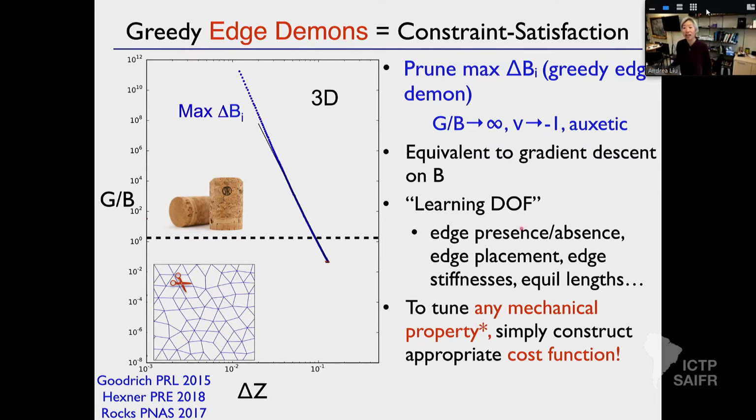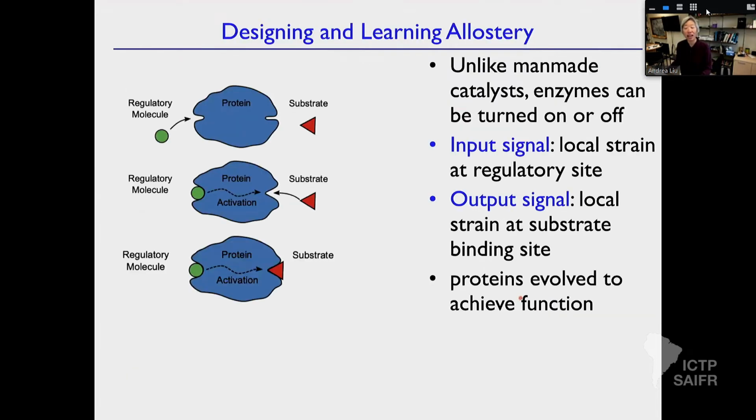All we have to do is construct the right cost function, which in this case is the bulk modulus, and then do gradient descent on it. Okay, so then we started getting ambitious. We said, okay, can we learn allostery?